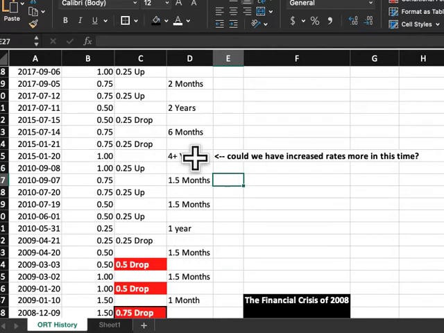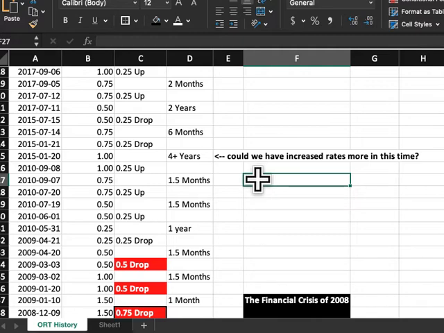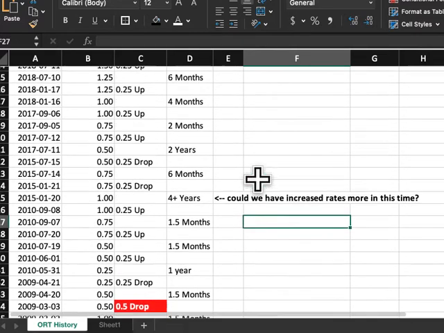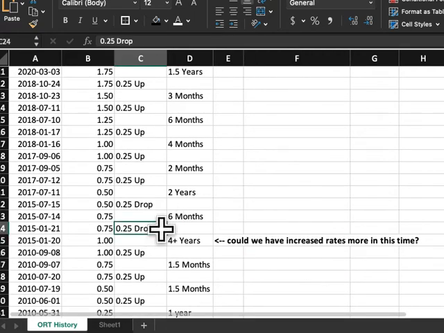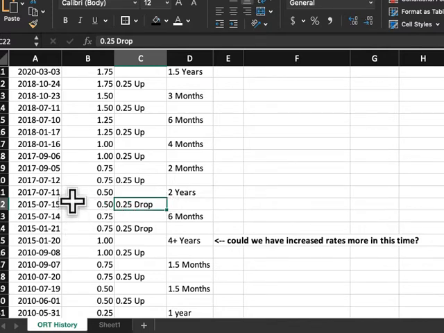Like, in that 4 year time frame, could we not have increased rates more? And so you might wonder, why would we increase rates more? Well, we would increase rates more because at 1%, we're still at tiny interest rates. And now we're dropping interest again. Okay, for a little brief hiccup right here in 2015.